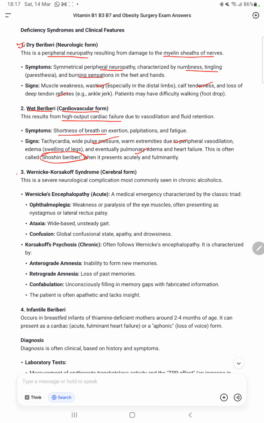Then another syndrome is Wernicke-Korsakoff syndrome, that is an acute syndrome. This is seen in case of chronic alcoholics.